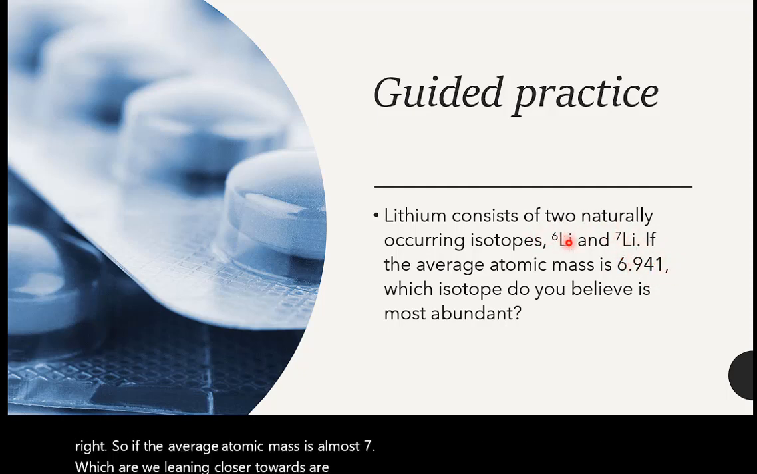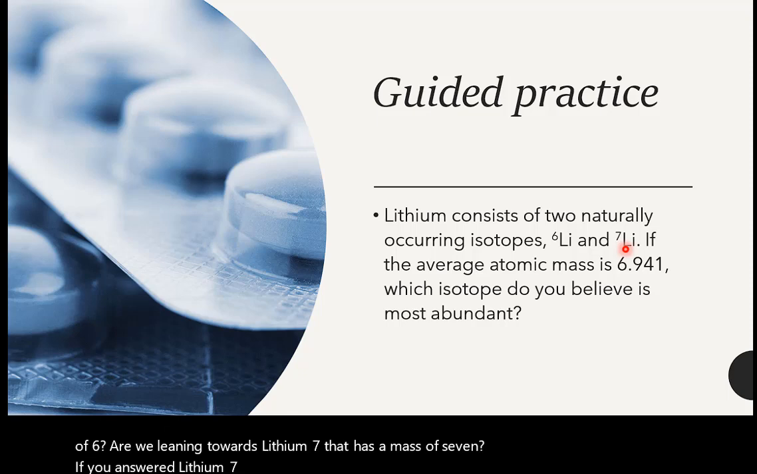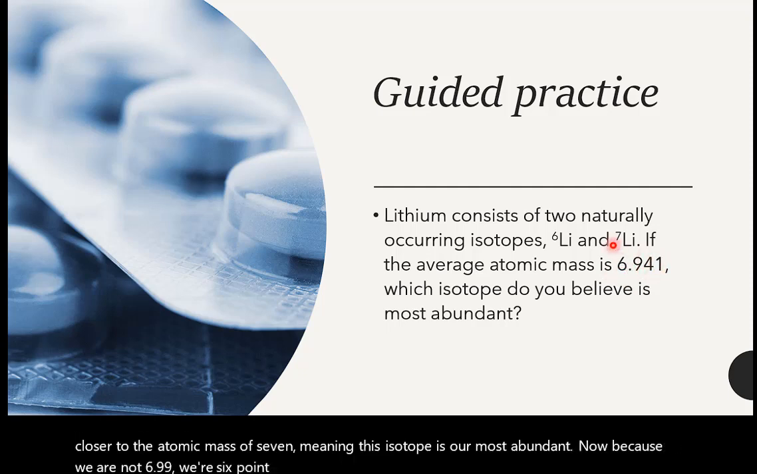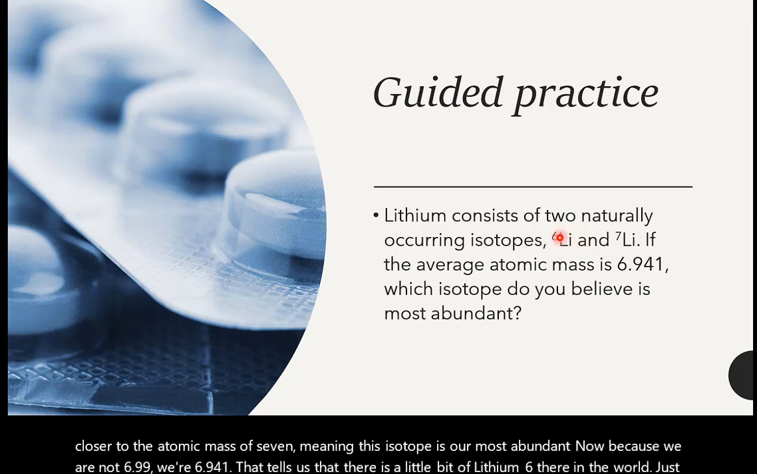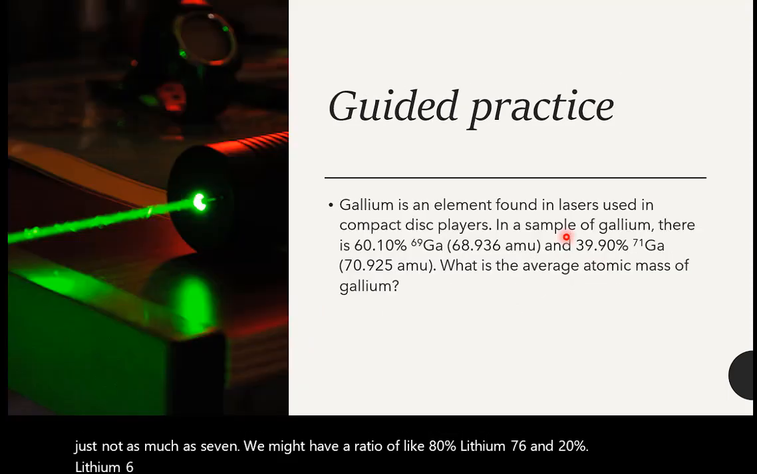Are we leaning closer towards lithium-6 that has a mass of 6? Are we leaning towards lithium-7 that has a mass of 7? Well, if you answered lithium-7, you would be correct. We can see that this number definitely is closer to the atomic mass of 7, meaning this isotope is our most abundant. Now, because we are not 6.99, we're 6.941, that tells us that there is a little bit of lithium-6 there in the world, just not as much as 7. We might have a ratio of like 80% lithium-7 and 20% lithium-6 or something like that.